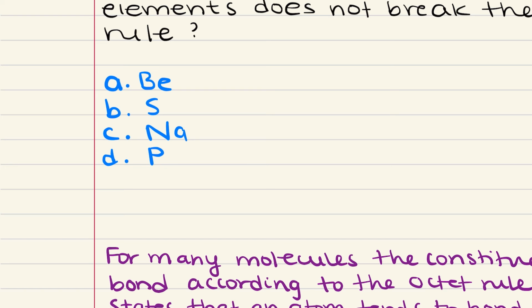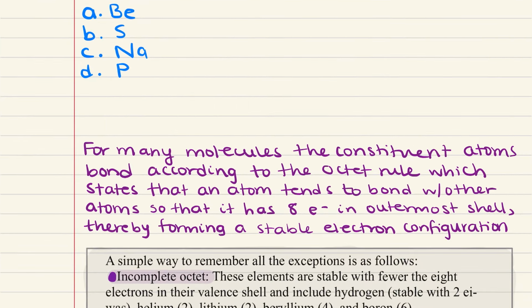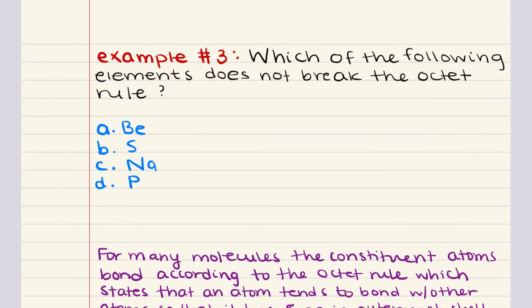Beryllium, this is an alkaline earth metal. It has an atomic number of 4, and that means it has 2 electrons in its outer shell. Now, beryllium often forms compounds where it will only have 4 valence electrons. And so beryllium actually does not follow the octet rule, as it is stable with 4 valence electrons, which is fewer than 8 in its valence shell. And so beryllium is actually an exception to the rule.